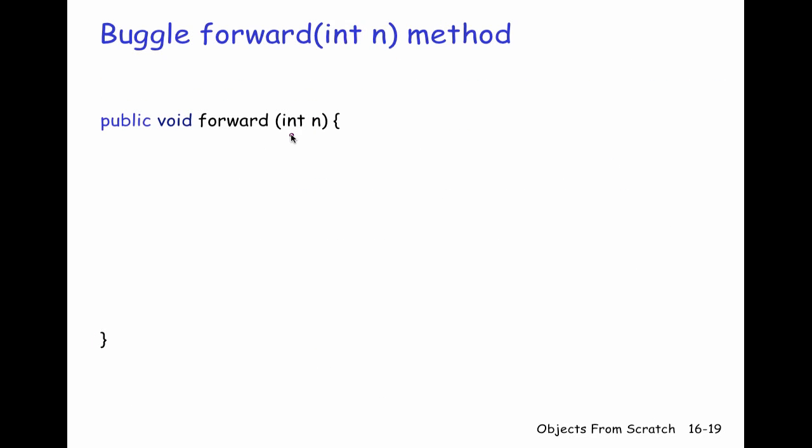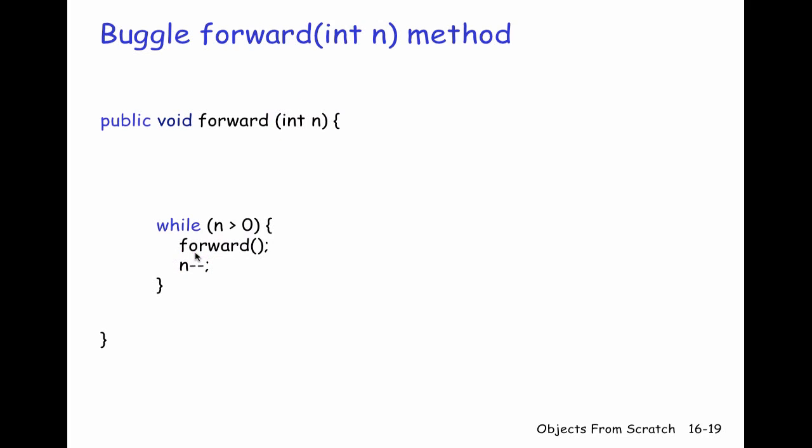We'll conclude our discussion of Buggle instance methods by considering the second version of forward, the one that takes a single integer parameter indicating how many units we want the Buggle to go forward. Well, if we want the Buggle to go forward by 3 units, what we effectively want to do is call the 0 argument version of forward 3 times. So we can implement this by using a loop. We can basically say as long as n is greater than 0, we want to call the 0 argument version of forward and decrement the n, and that will perform forward the correct number of times.